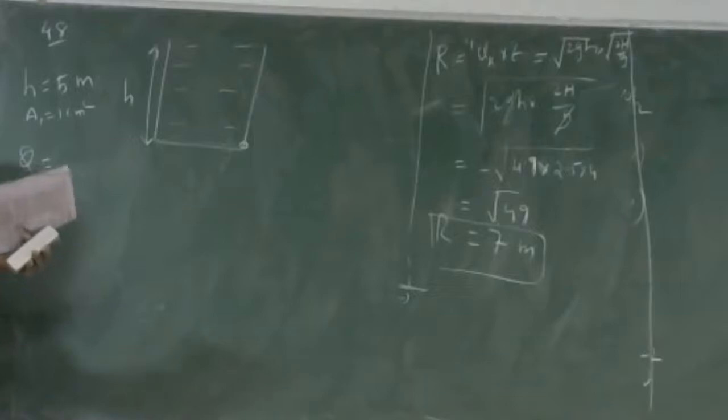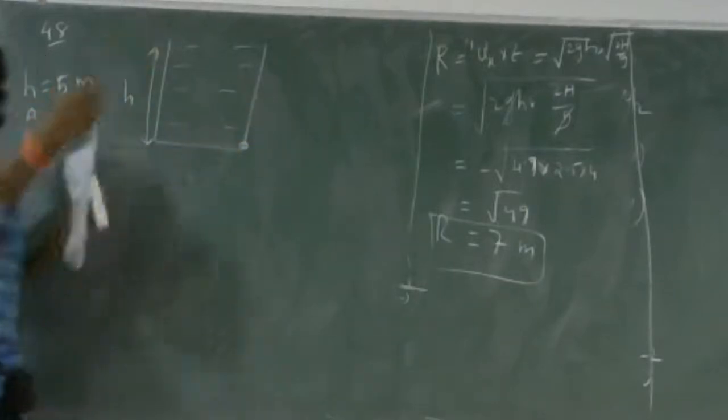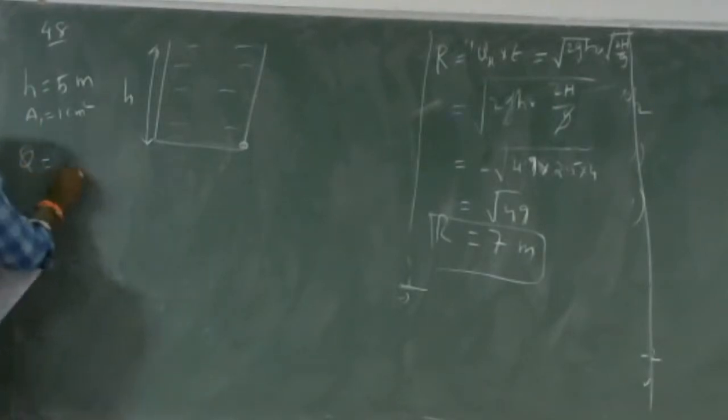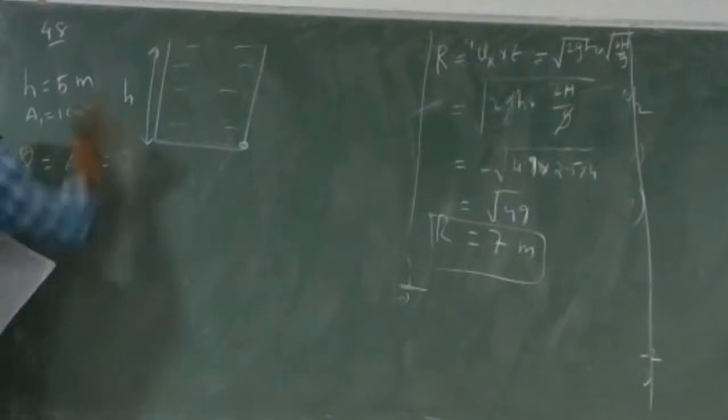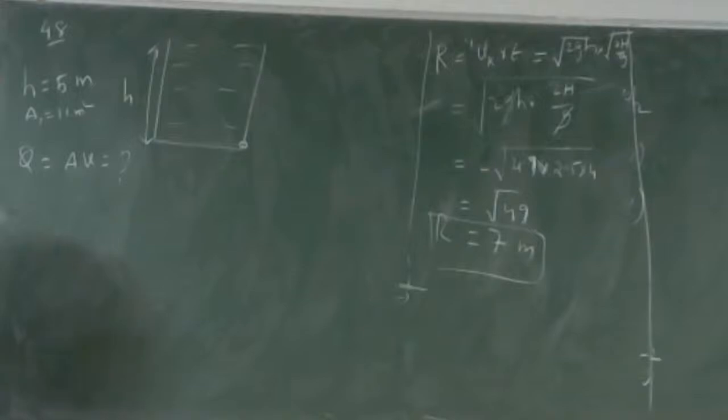Volume can be expressed as area into the length of the water occupied in unit time, which is flowing in a pipe. So it can be taken as area into length by time, which gives you velocity. So the rate of flow is nothing but area into velocity. This is what the question asks: the rate of leakage is nothing but this.